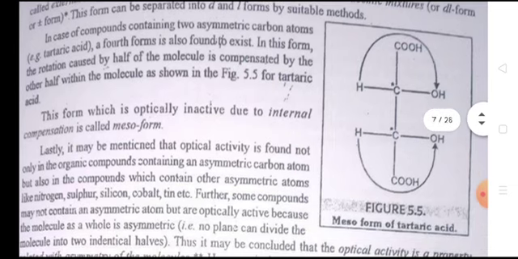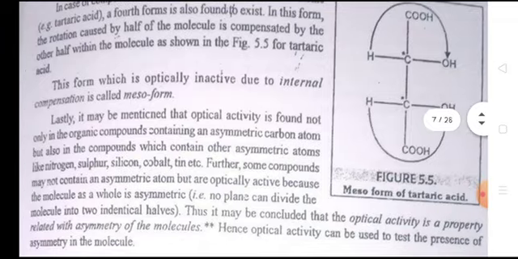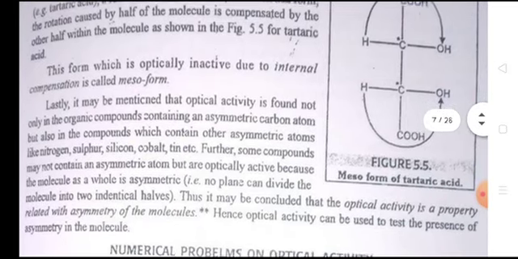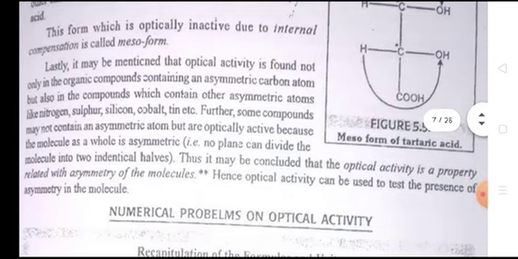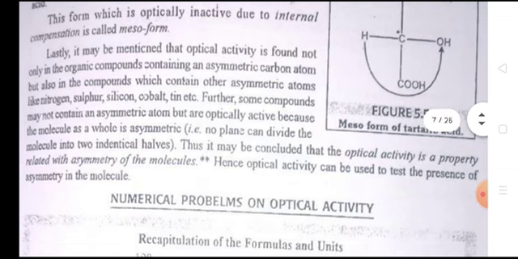In the case of compounds containing two asymmetric carbon atoms, a fourth form is also found to exist. In this form, the rotation caused by one half of the molecule is compensated by the other half within the molecule. Example, tartaric acid. This form, which is optically inactive due to internal compensation, is called the meso form.